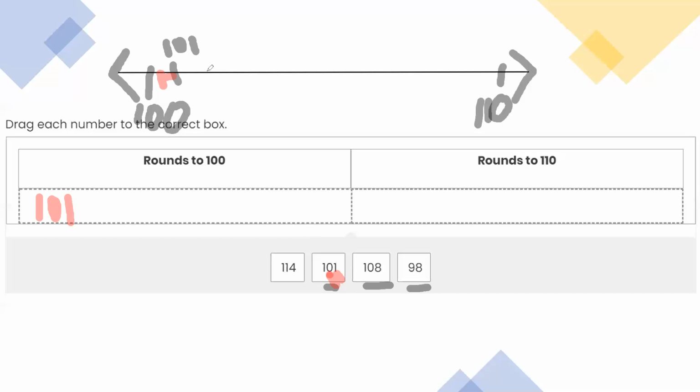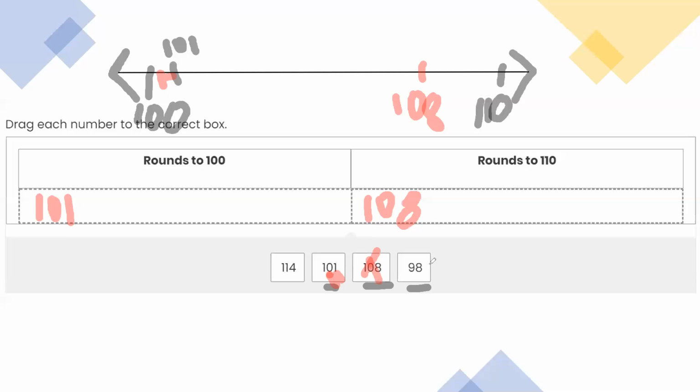What about 108? So 101, 102, 103, 104, 105, 106, 107, 108. Let's just look at this one. Is it closer to 100 or is it closer to 110? I hope you said 110. And then you want to use your rules. 5 or more, you add 1 more. Is 8 bigger than 5? Yes. So it will go up to 110.